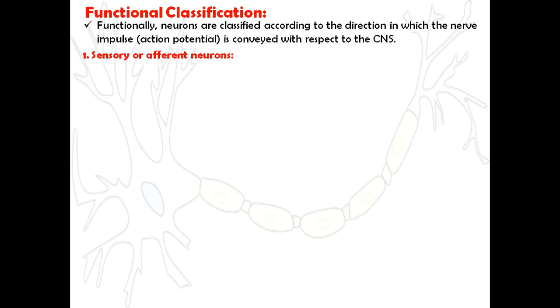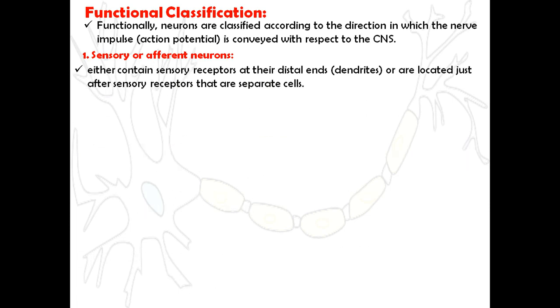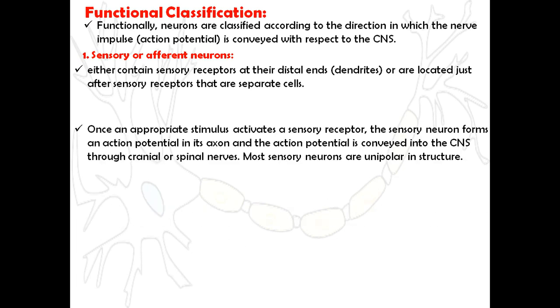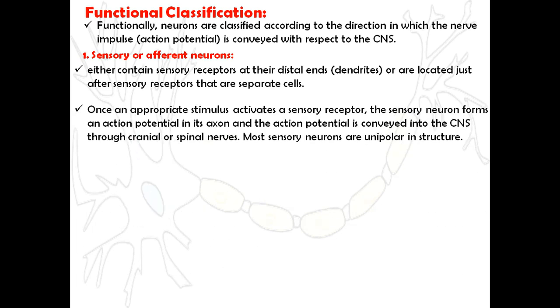In that, first one is the sensory, also called the afferent neurons. They either contain a sensory receptor at their distal end, it means the dendrites, or are located just after the sensory receptor that are separate cells. Once an appropriate stimulus activates a sensory receptor, the sensory neuron forms an action potential in its axon and the action potential is conveyed into the central nervous system through cranial or spinal nerves. Most sensory neurons are unipolar in structure.